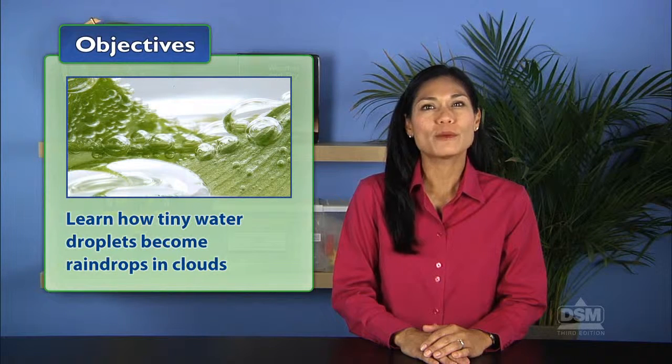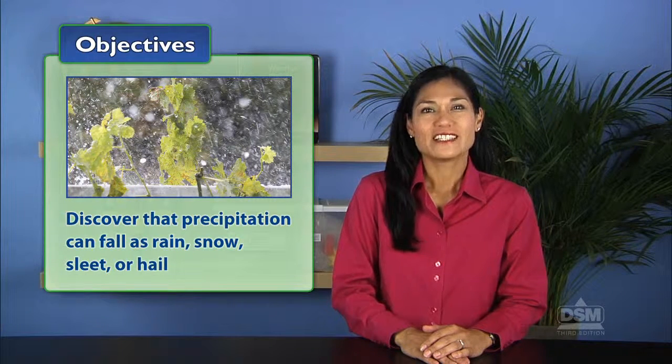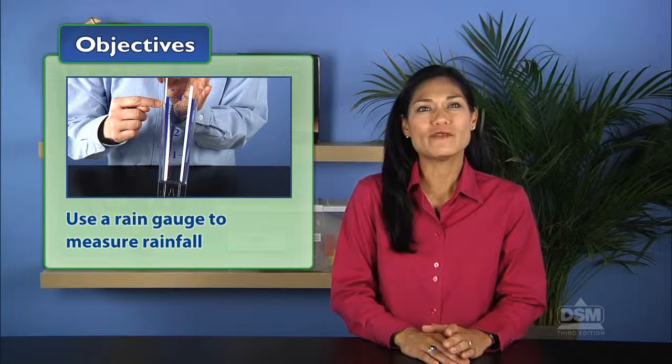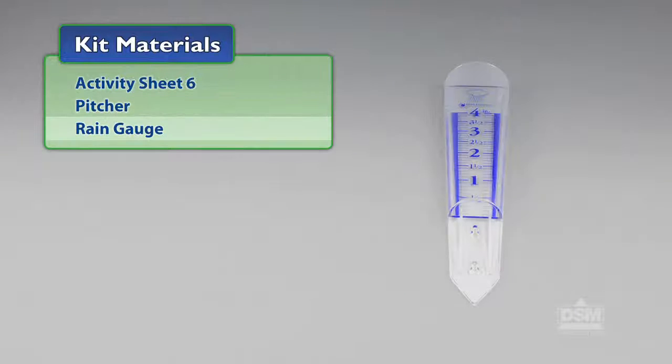In Activity 6, Rain and Snow, students learn how tiny water droplets become raindrops in clouds and discover that precipitation can fall as rain, snow, sleet, or hail. They then use a rain gauge to measure rainfall and discuss severe storms and how to stay safe in severe weather. You will need the following materials from the kit: Activity Sheet 6, a pitcher, and a rain gauge.